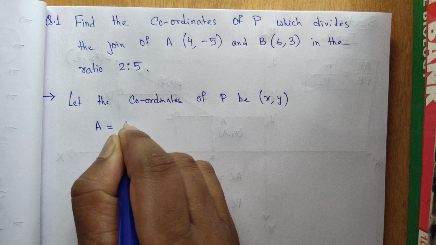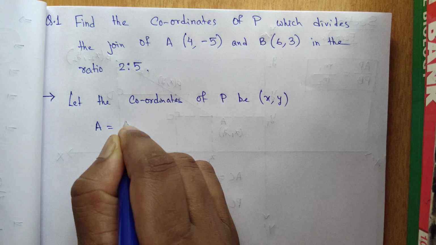So welcome to part 2 of the chapter section formula. Here I'll be explaining how to apply the section formula in solving a few questions. The first question is, find the coordinates of P which divides the join of A and B in the ratio given. They have given you 2 points and the ratio in which P divides the line segment AB. Okay, and you have to find the coordinates of P.